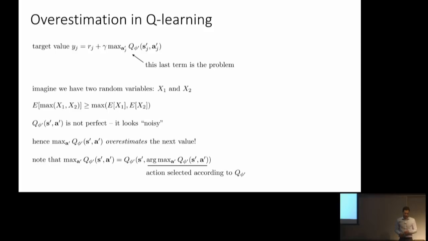Okay. So the trouble that we're having when we write it like this is we can view it as the problem that our value comes from Q phi prime and our action comes from Q phi prime. So we'll choose the action. If Q phi prime is a little over optimistic about some action, we'll choose that action and we'll use its over optimistic value.